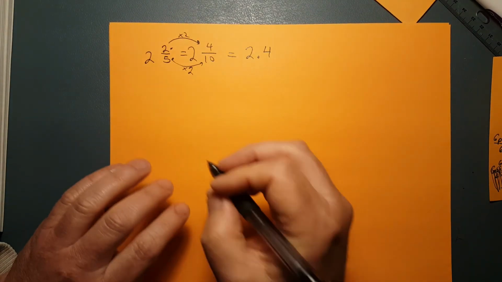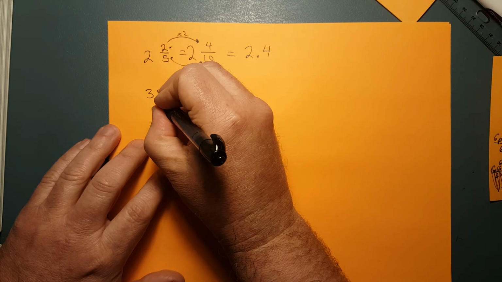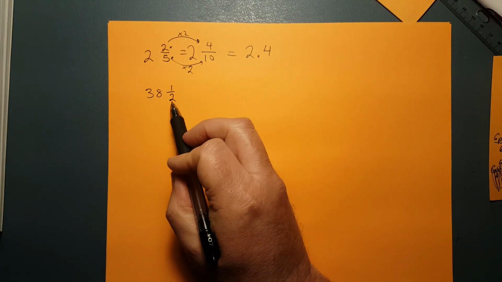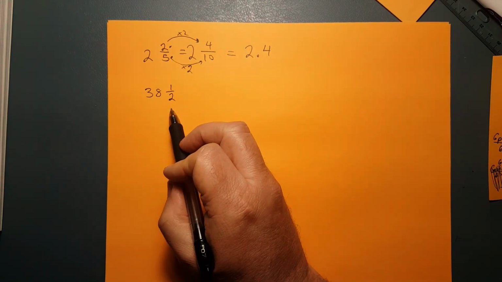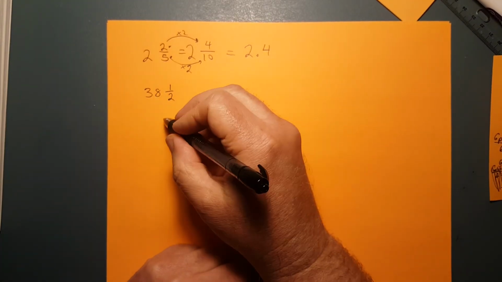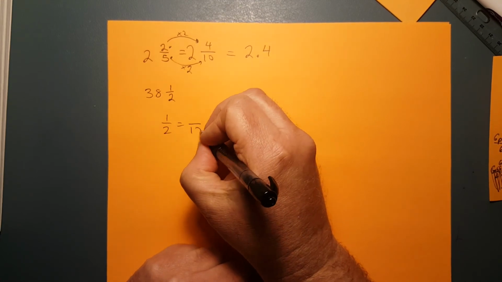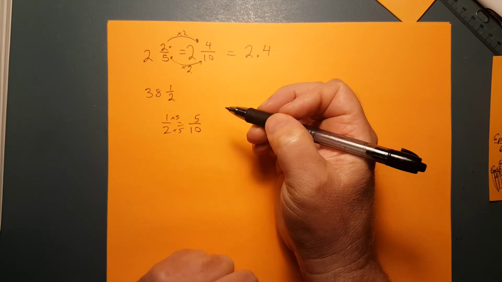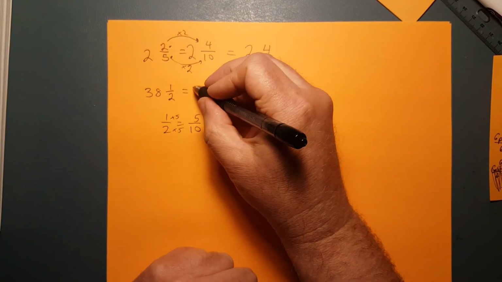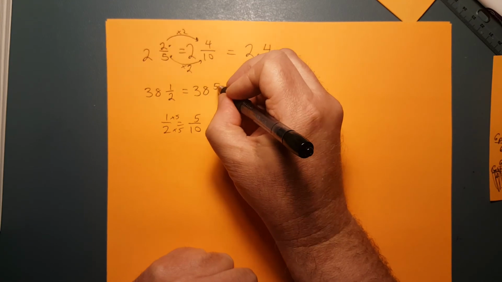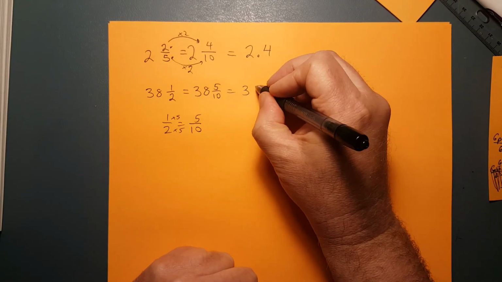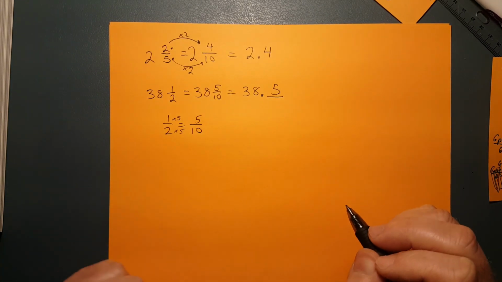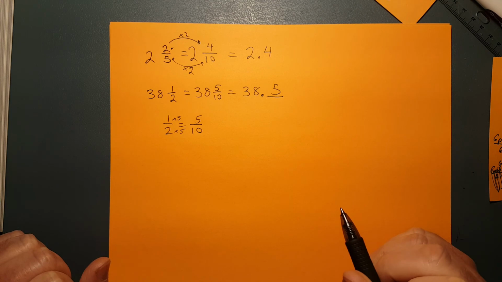Okay? What if they gave you something like 38 and 1/2? You'd be like, oh man, I wish that was in tenths or hundredths or thousandths. You can change it to tenths. You know that 1/2 is just multiply by 5, multiply by 5. 1/2 is 5/10. So 38.5 is really 38 and 5/10, or 38 and 5 in the tenths place. That's as tricky as they can get today.